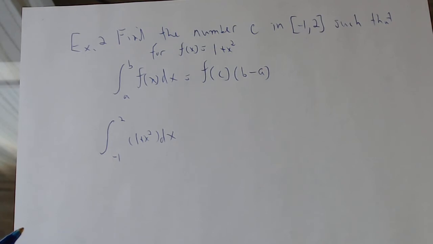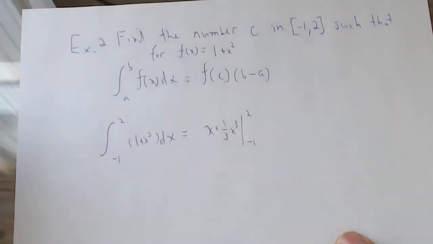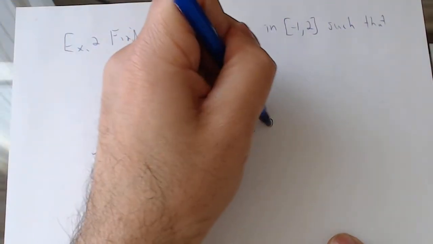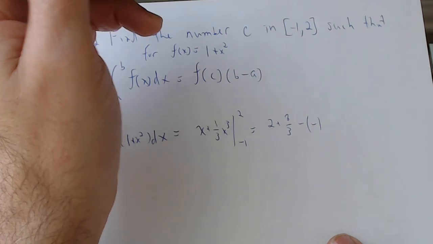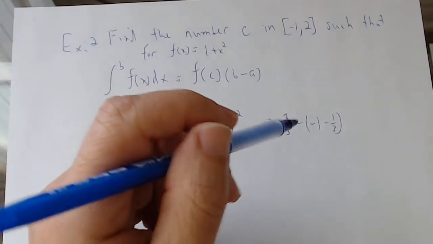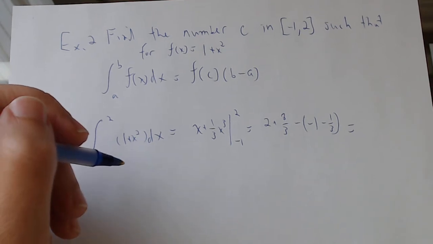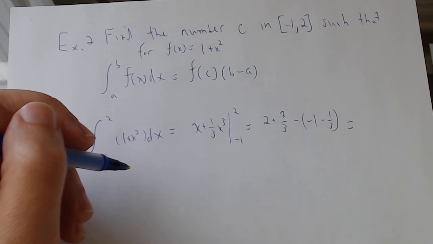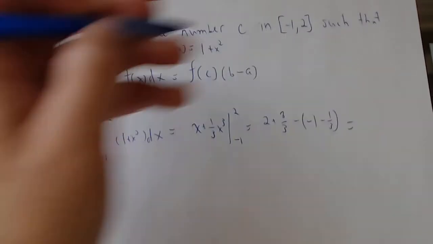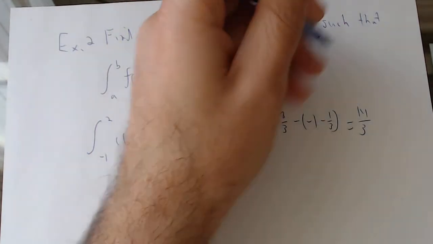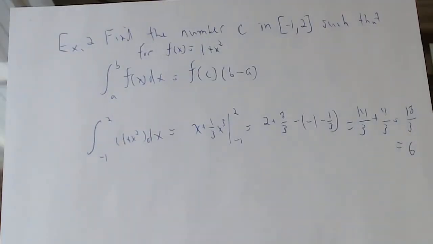which basically becomes what? x plus 1/3 x cubed from -1 to 2, and then that becomes 2 plus 8/3 minus -1 minus 1/3, which we already did all of this, didn't we? And when we simplified this for example 1, what do we get? Oh, well, let's just finish it up. So it'll be 14/3 plus 4/3, which is 18/3, and that is 6. Okay, so that we have.